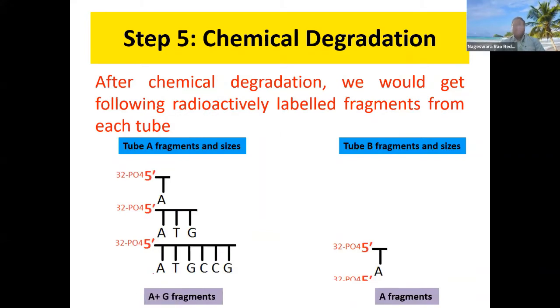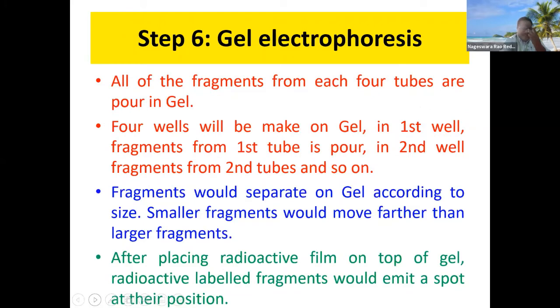Now after the cuts are made in each tube, we have to label them with radioactive material, so that they can be easily detected on an autoradiogram. Then, like Sanger's method, 4 different lanes for 4 different tubes. All of the fragments from each tube are poured into the gel. 4 wells will be made on the gel. In the first well, fragments from the first tube are poured.